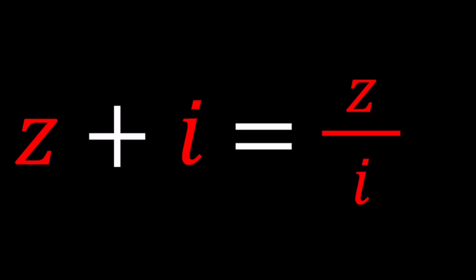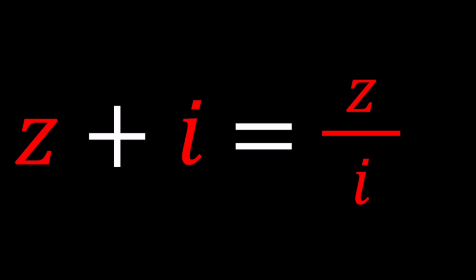This channel is all about complex numbers, and in this video we're going to be solving an equation. We have z plus i equals z over i. So we're basically looking for a complex number such that when we add i to it or when we divide by i, we get the same answer. I'll be presenting a couple different approaches or methods for this problem. So bear with me while I go through the very first method.